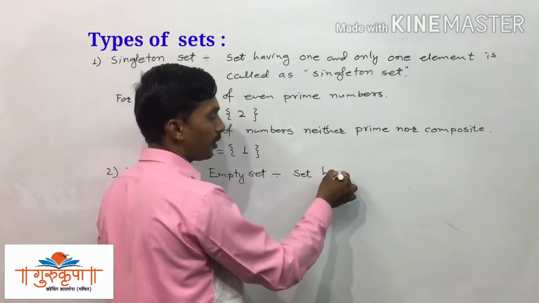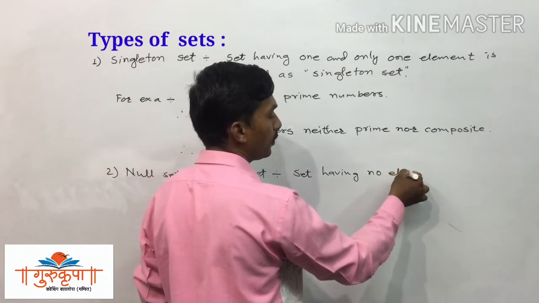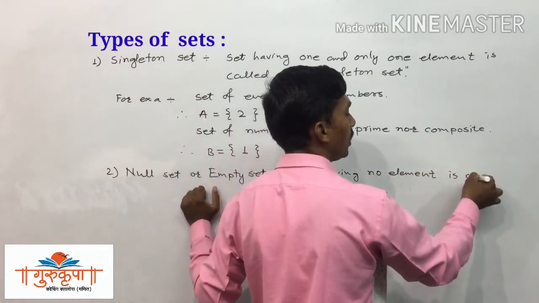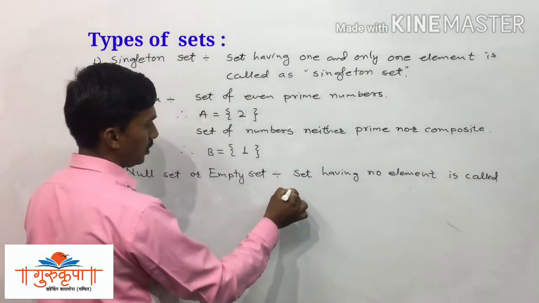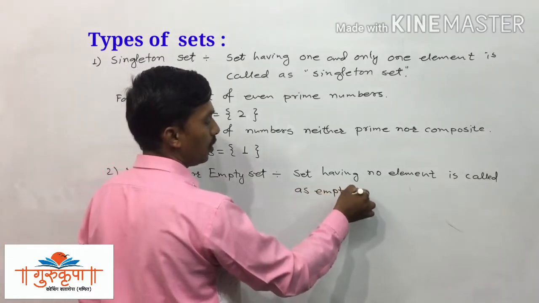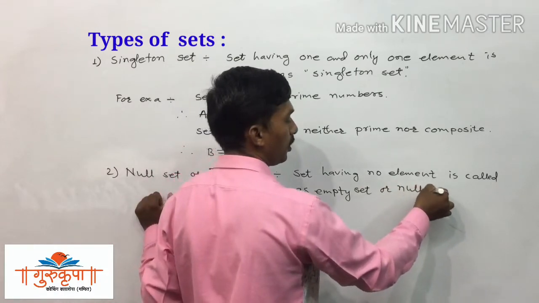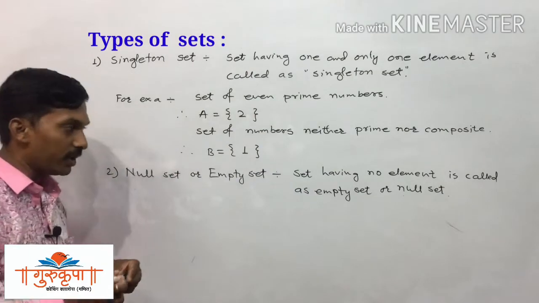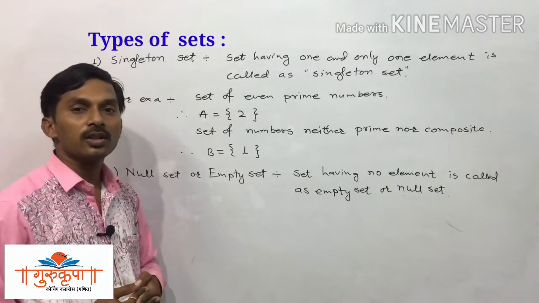So here you can write: a set having no element is called an empty set or null set. Now we can write some examples here. The set having no element is called an empty set or null set.